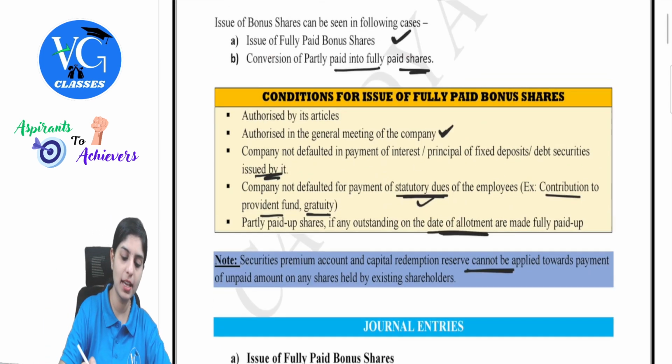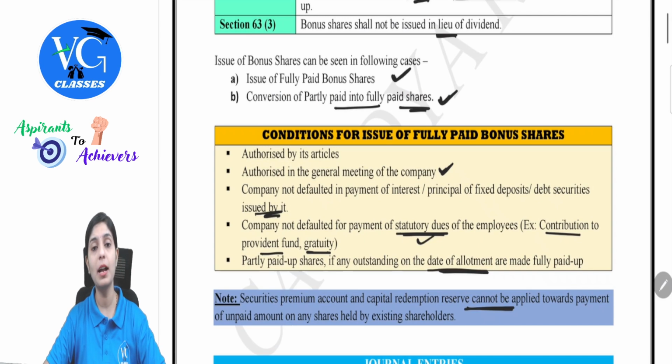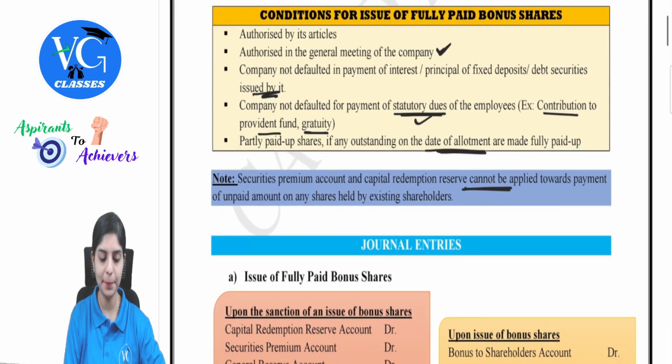This is the case we discussed, wherein the company does not expect the final call money. Instead of that, they will convert it into issue of bonus shares. For this purpose, these two reserves cannot be utilized. I hope this is clear.